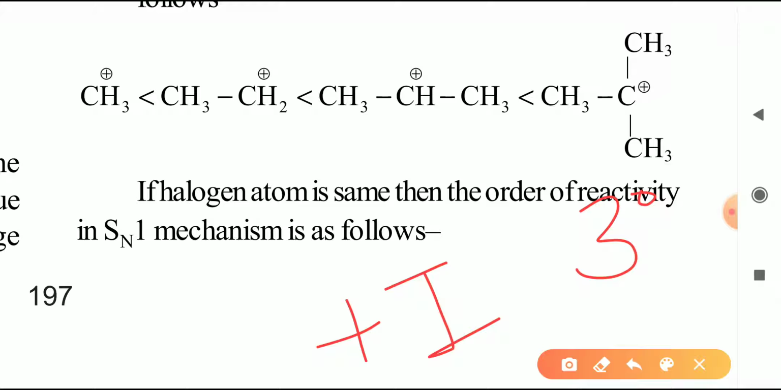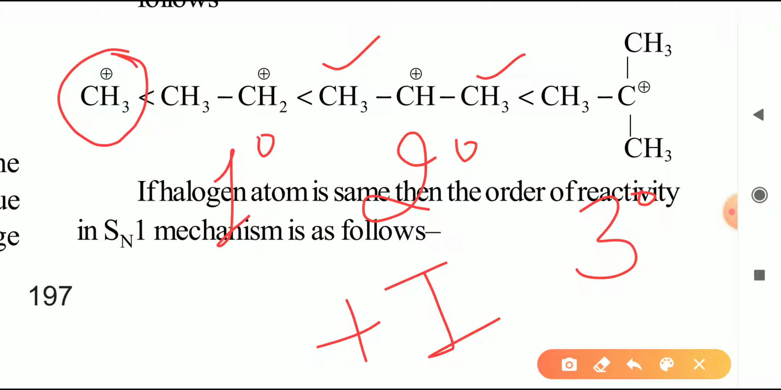This plus I effect is less in the 2 degree carbocation, because here only two CH3 groups are there. In the third one, the 1 degree carbocation, and only CH3 plus is a very less stable carbocation. It does not show SN1 reaction. Only 3 degree, 2 degree and 1 degree show SN1 reaction, and 3 degree shows maximum.